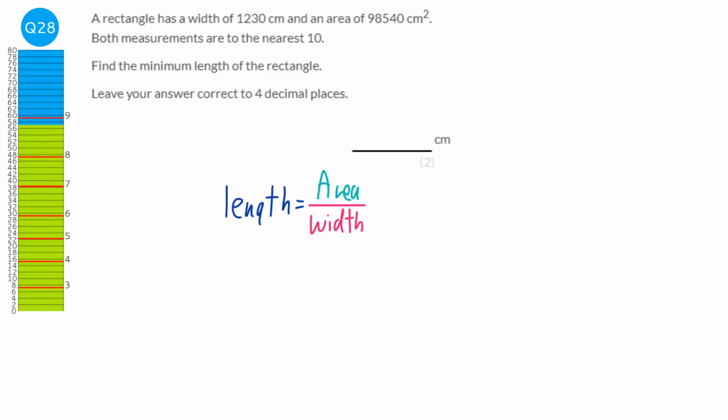Now, the question says that it wants the minimum length, so we want the length to be as small as possible. Obviously, to do that, we want the area to be as small as possible. If the area is smaller, the length will be smaller. But let's have a look at a couple of fractions. So let's have a look at a half and 1 over 100. Which one of those fractions is the smallest? Well, it's 1 over 100.